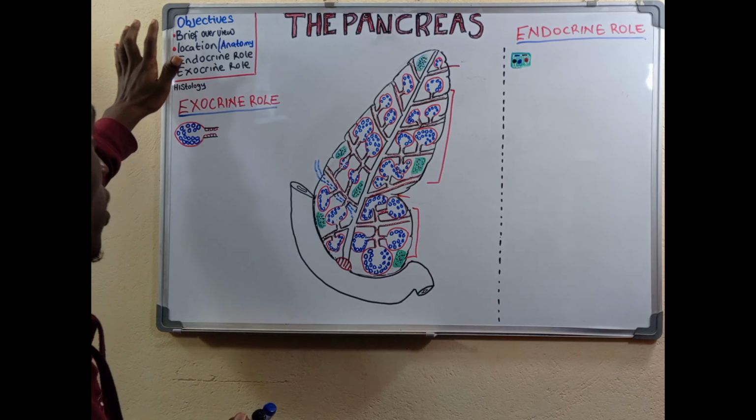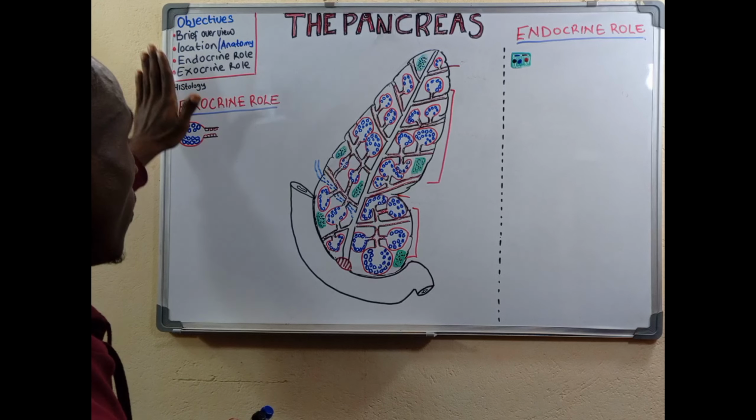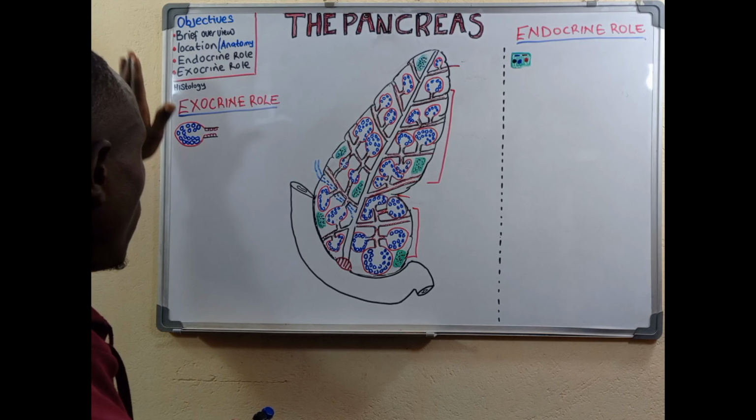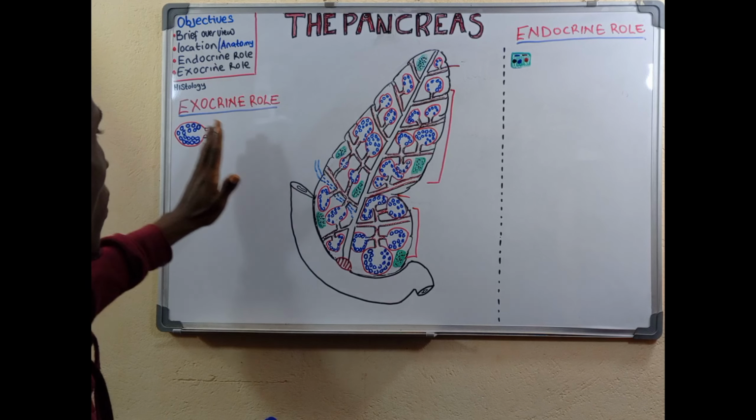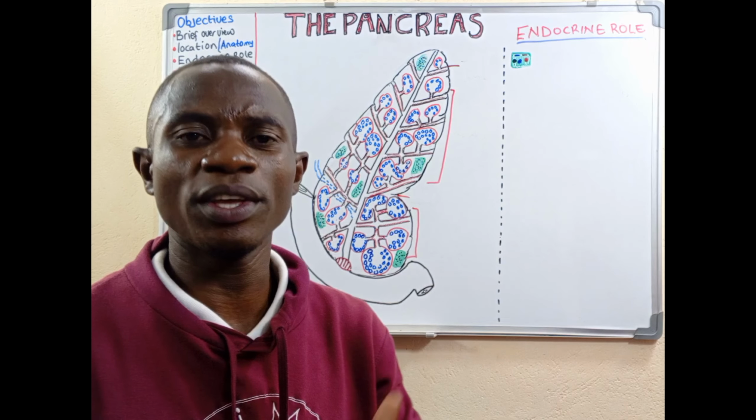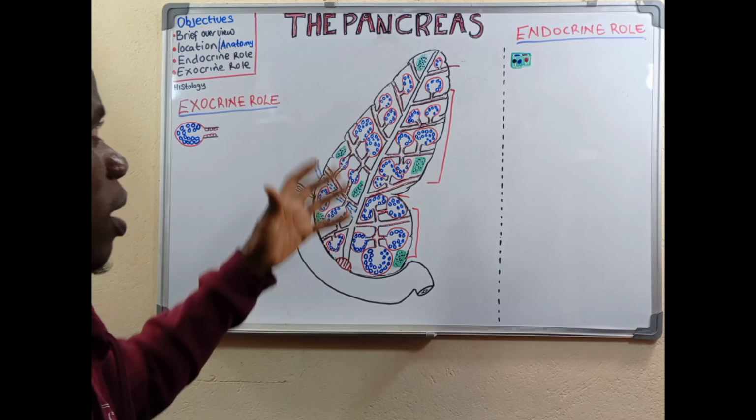Now, when we talk about the pancreas, we are going to be following these objectives. We will look at the overview of the pancreas, the location of the pancreas, the endocrine role, the exocrine role, and even a little bit of the histology of the pancreas.